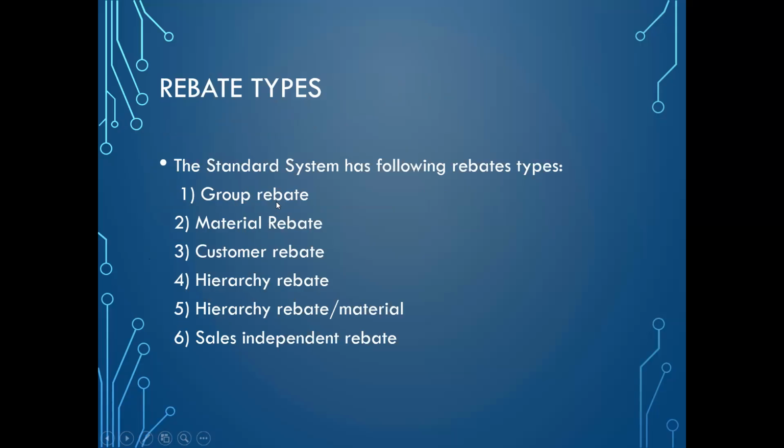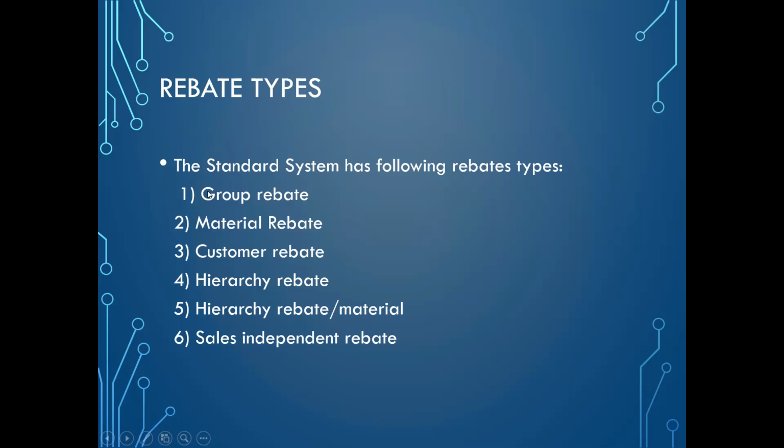Okay, so only key combinations are different. And next one is sales independent rebate. We'll try to understand what exactly it is. So hierarchy rebate and hierarchy rebate material also are based on hierarchy code, it will be applicable.